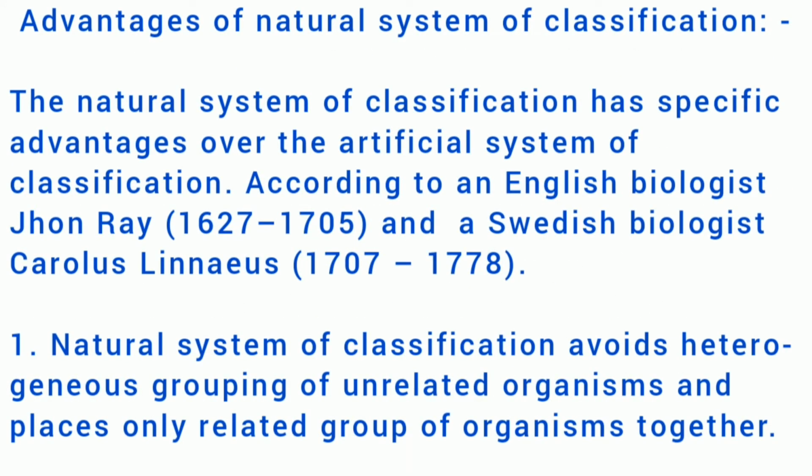Advantages of the natural system of classification. The natural system of classification has specific advantages over the artificial system of classification, according to the English biologist John Ray, 1627-1705, and the Swedish biologist Carolus Linnaeus, 1707-1778. 1. The natural system of classification avoids the heterogeneous grouping of unrelated organisms, and places only related groups of organisms together.